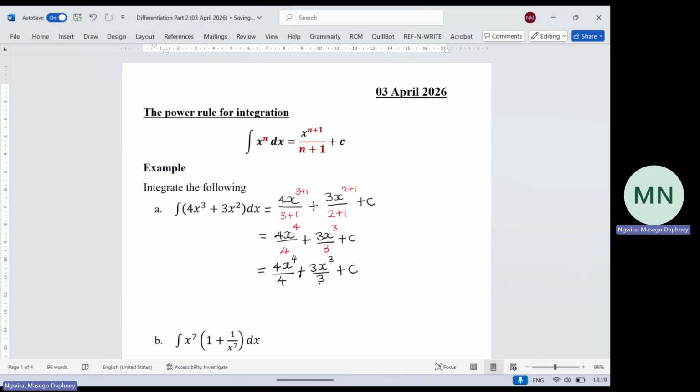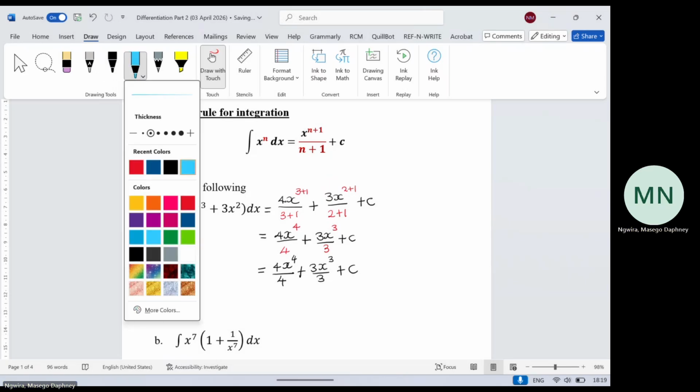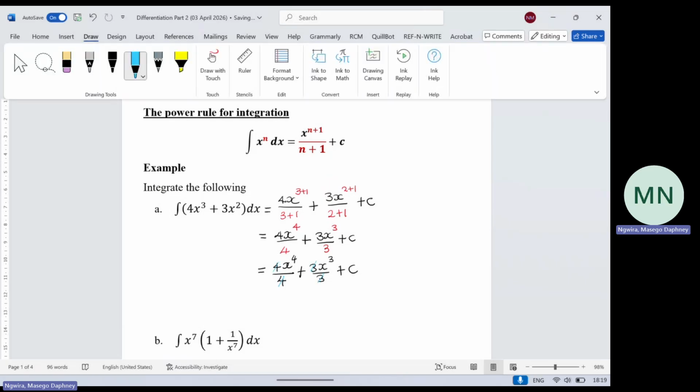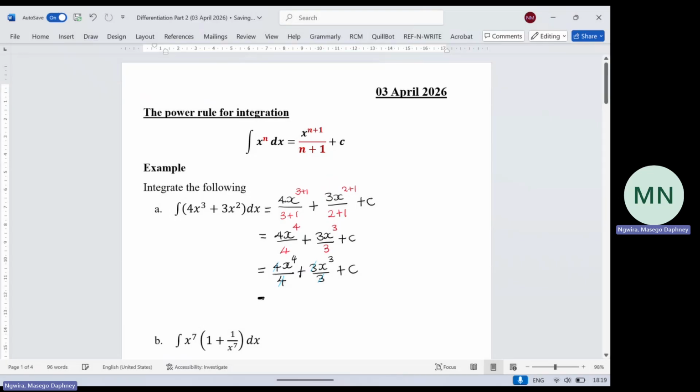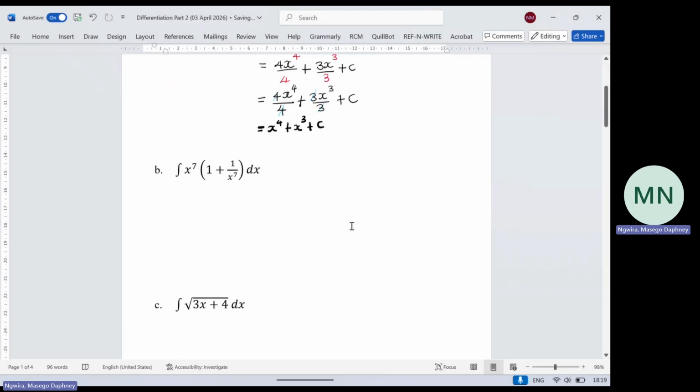So we are going to cancel the 4 and the 4, and also the 3 and the 3. So I'm going to use another color. So these are going to cancel. So this 4 cancels that one, then this 3 cancels that. And then I am left with, my final answer is going to be x to the power of 4, and then plus x to the power of 3, and then this is plus c. All right, so that's how we integrate. So that's our answer. Then now let's move on to B.